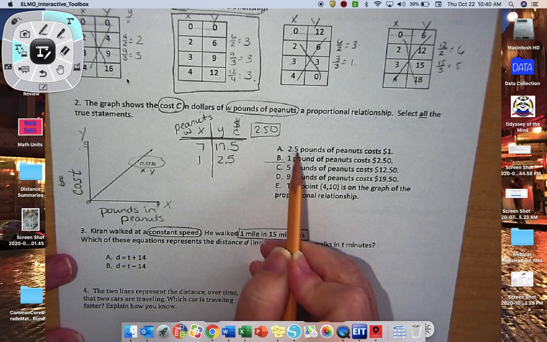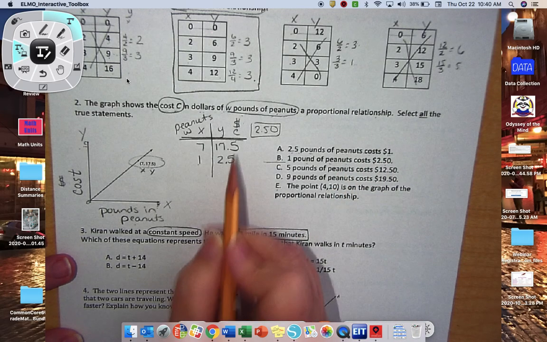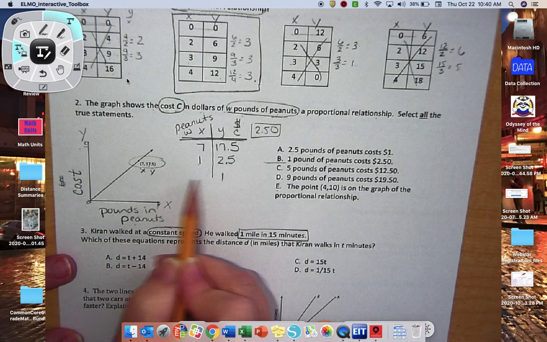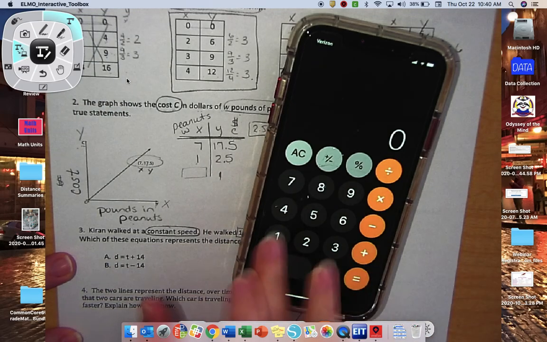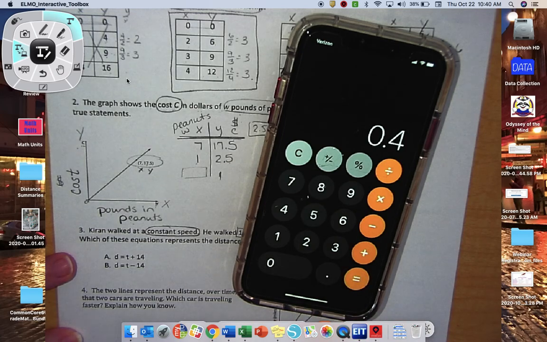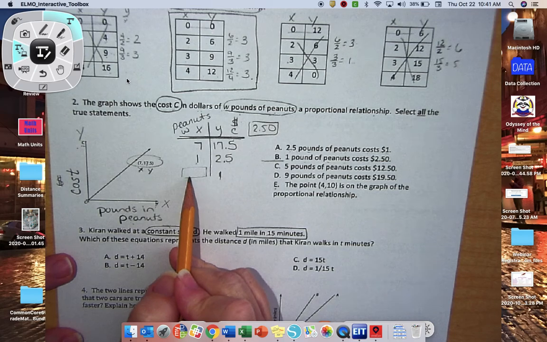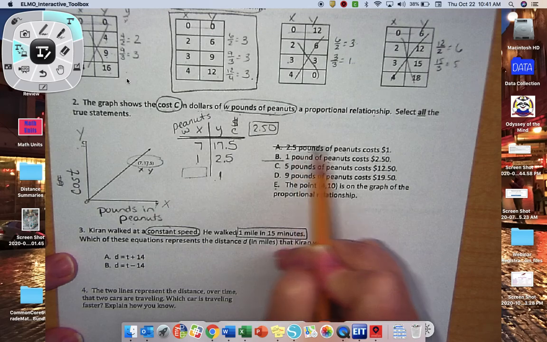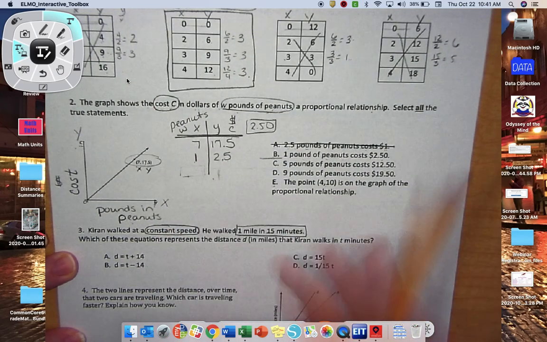Now this is saying that 2.5 pounds of peanuts will cost $1. Well, that's not the case, because if that was the case, they're saying that the 1 would be here. So in order to figure out what this number would be here, when I make my dollars 1, you would have to do 1 divided by 2.5. And you end up getting 0.4. So that does not work. What that means is 4/10 of a pound of peanuts will cost you $1. And that doesn't meet this proportionality here.